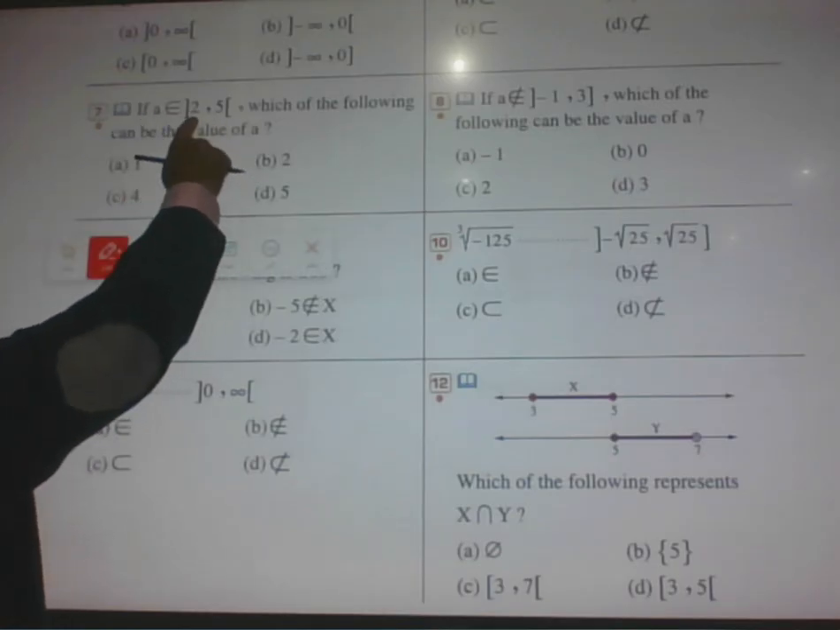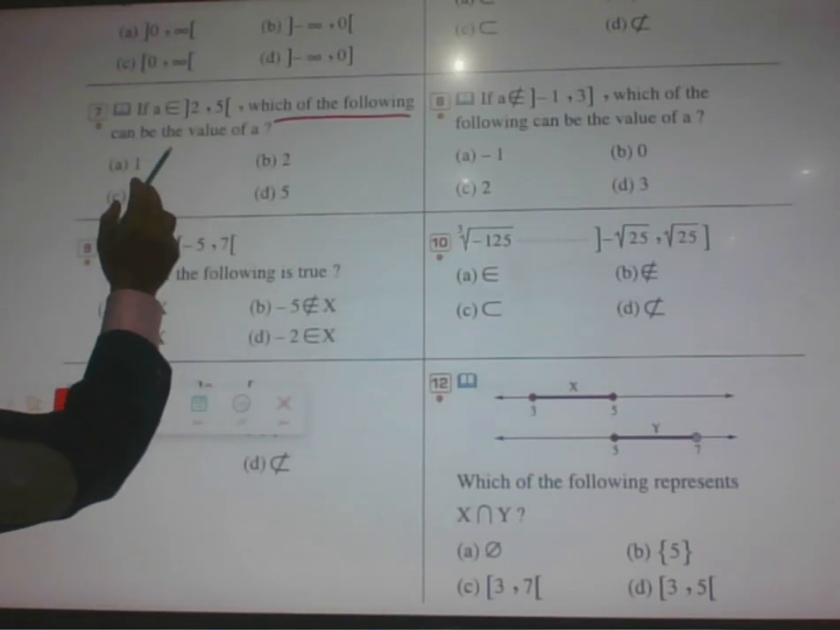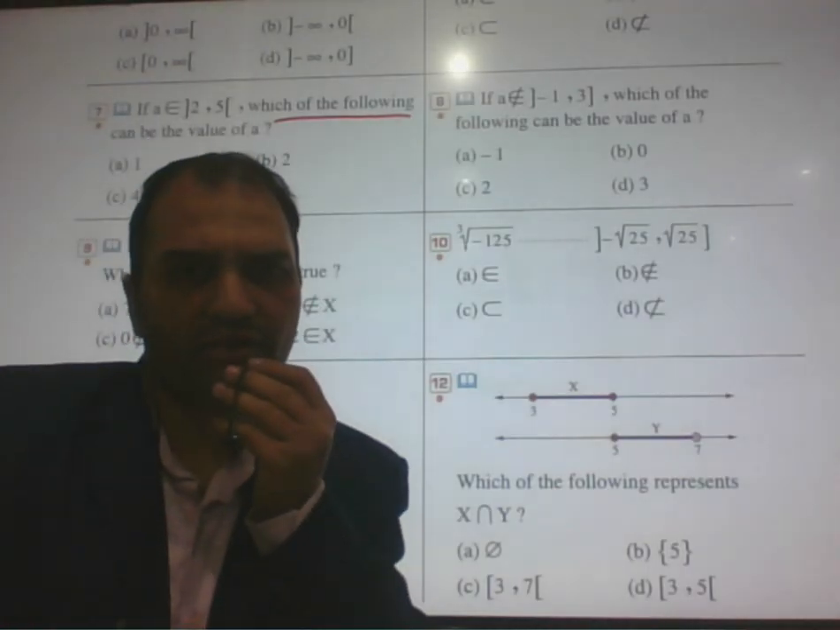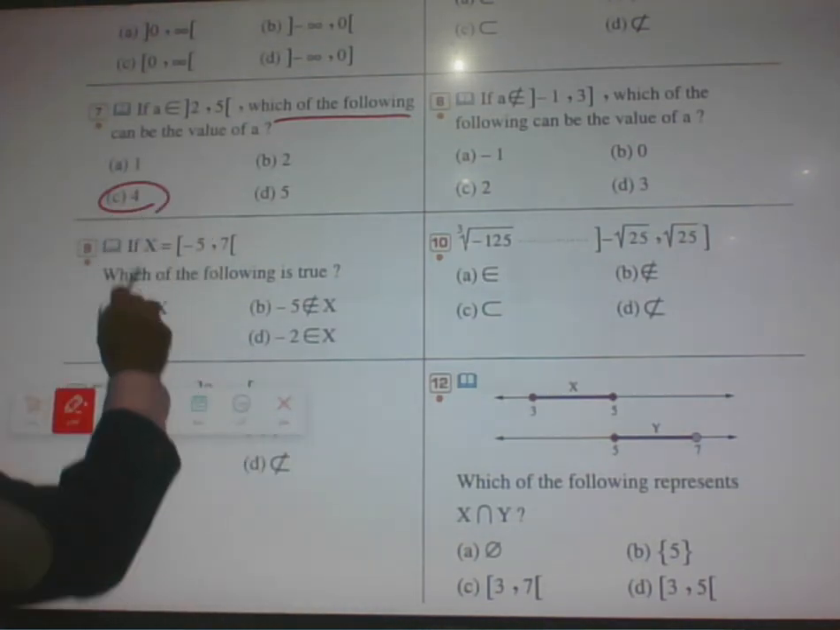If A belongs to the open interval from 2 to 5, which of the following numbers can be the value of A? We can write the number lies between 2 and 5. Which number here lies between 2 and 5? We have 4. 4 lies between 2 and 5.